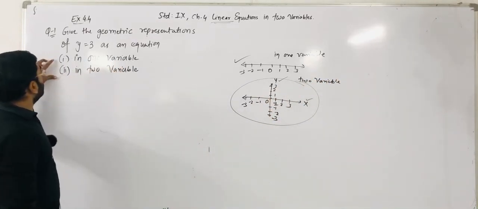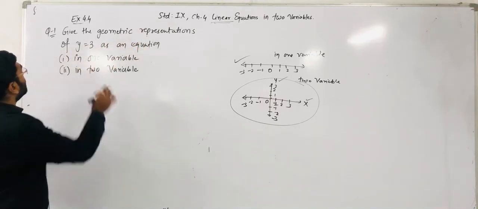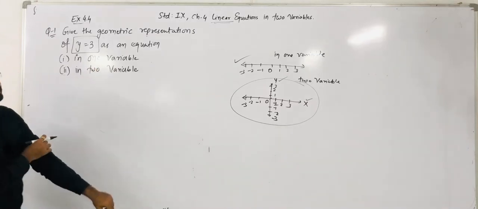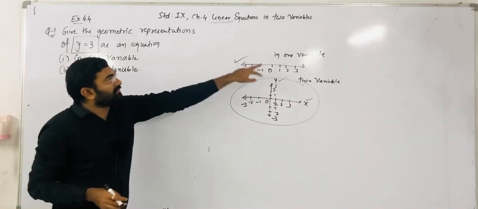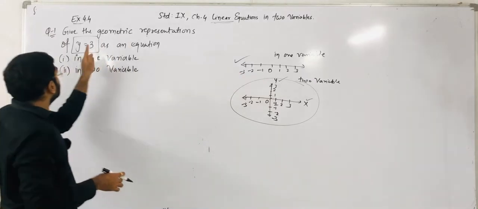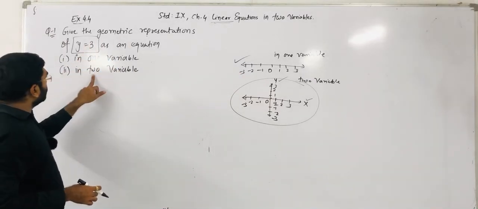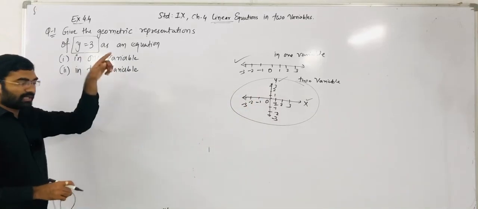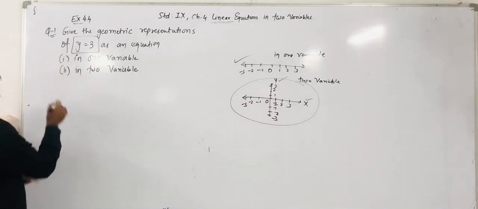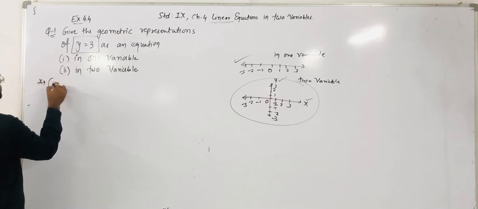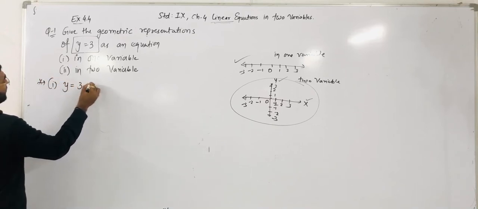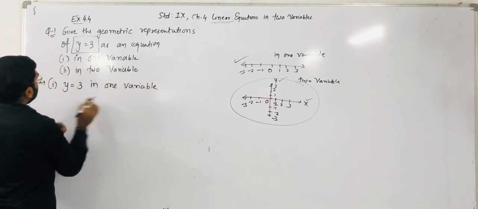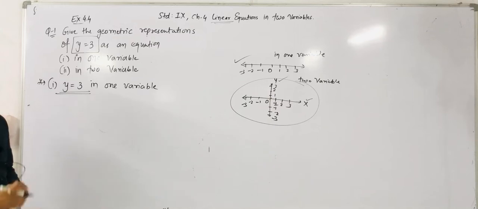So that's why they said we have to do the geometrical representation of y equals 3 in one variable as well as in two variables. For one variable we choose the number line for the representation of that equation. For two variables we have to draw the Cartesian plane, in which we represent the points and draw the line. So first we take the equation y equals 3 in one variable.